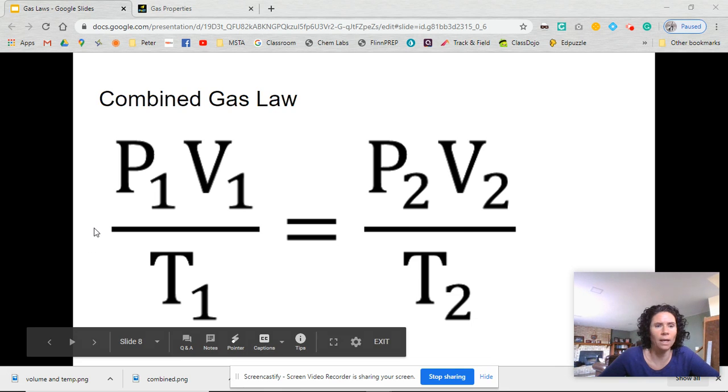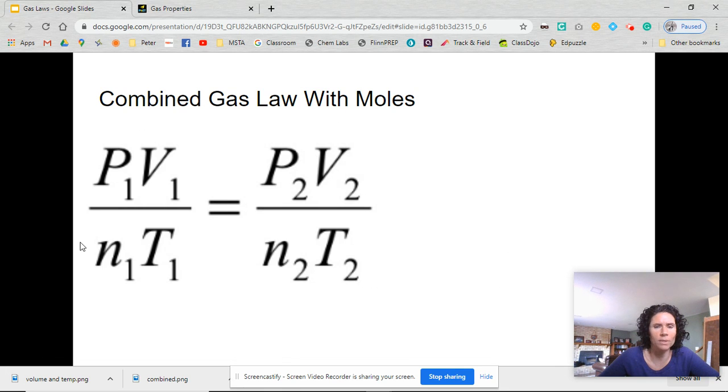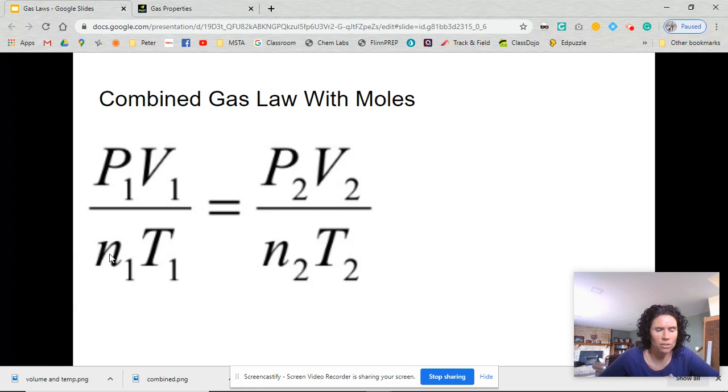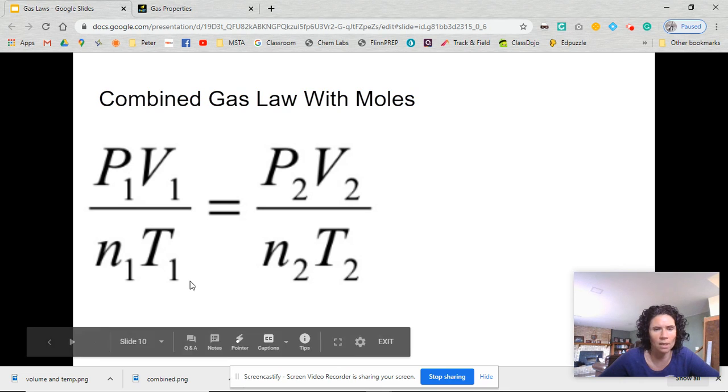So let's take a look at the combined gas law when we take moles into account. Here's the combined gas law when we take moles into account. So if you guessed that moles of a gas would fit here in the denominator, you are correct. If moles of a gas goes down, the pressure goes down, which means they're directly proportional. So we would set it up like this.